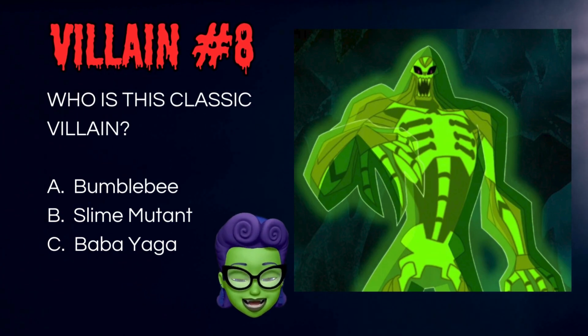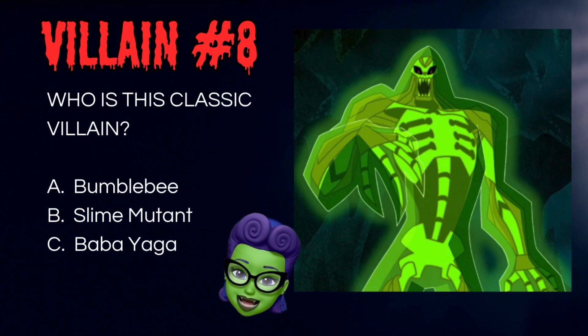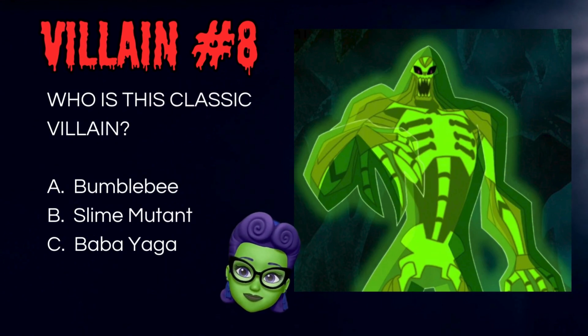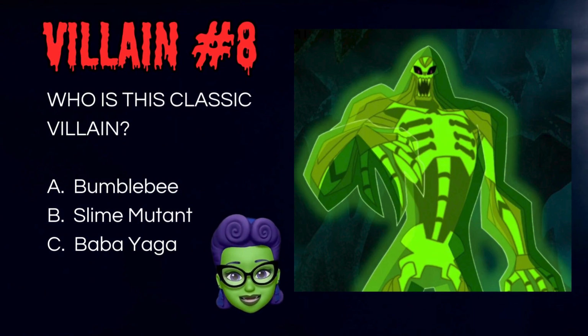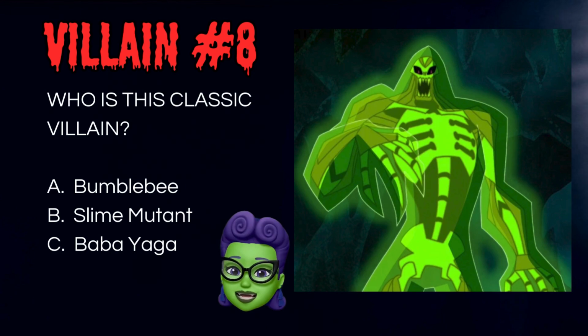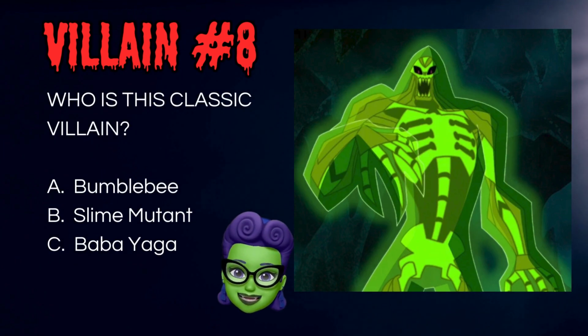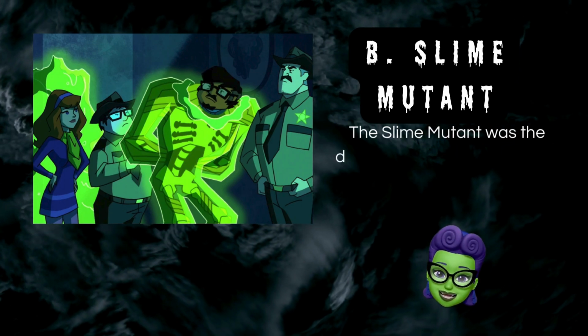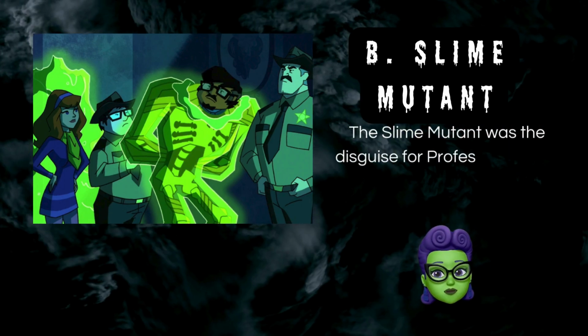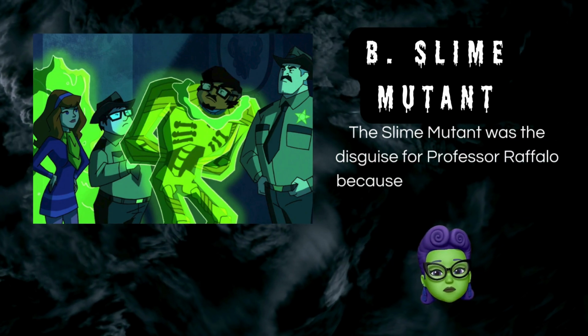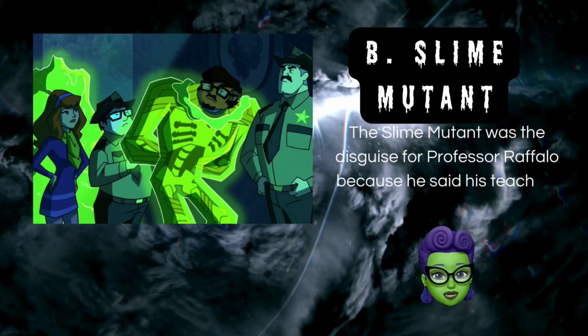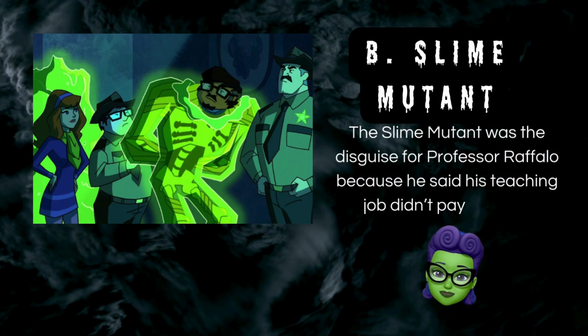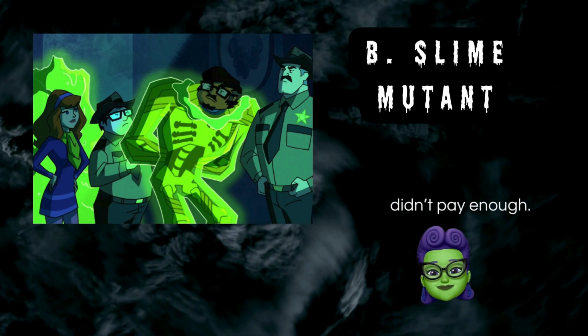Who is this classic villain? Is it A, Bumblebee? Is it B, Slime Mutant? Or is it C, Baba Yaga? The answer is B, the Slime Mutant. The Slime Mutant was the disguise for Professor Ruffalo because he said his teaching job didn't pay him enough.